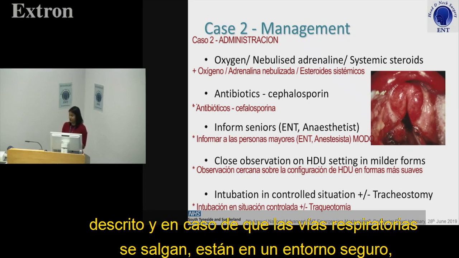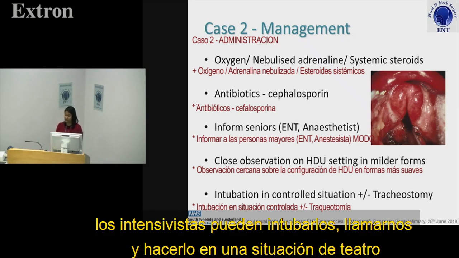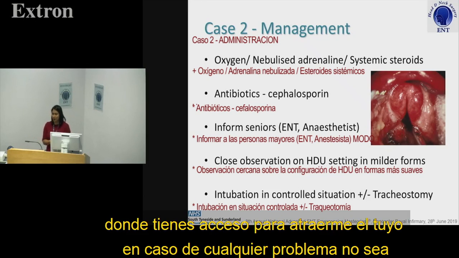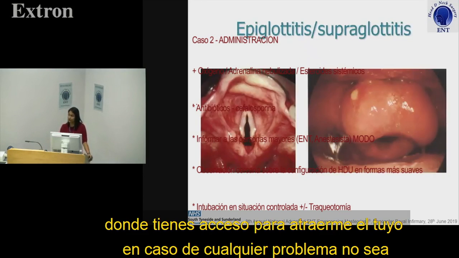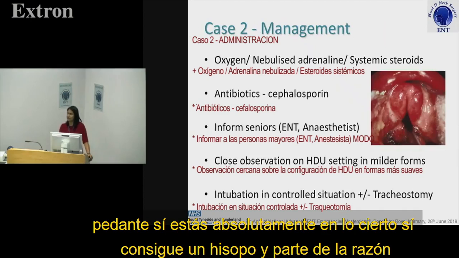And should their airway go off, they are in a safe environment, the intensivist can intubate them, call us, and get it done in a theatre situation where you've got access to a tracheostomy in case of any problem. Do you mind if I'm pedantic? No, be pedantic. It's got to be a third generation cephalosporin. Yes, you're absolutely correct. Do intubate and take a swab as well.